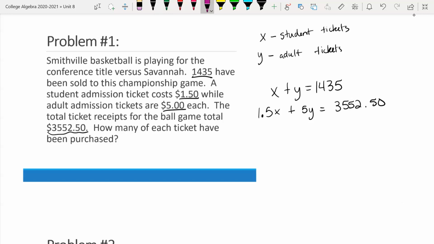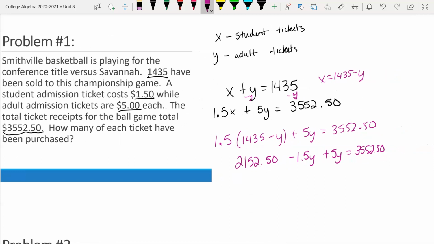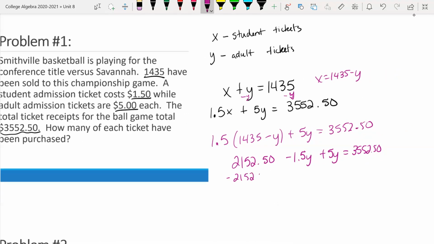So now it just turns into a system. I'm going to use substitution. So I'm going to rewrite this equation. I'm going to subtract y, say x equals 1,435 minus y. I'm going to sub it in. So 1.5 times (1,435 minus y) plus 5y equals 3,552.5. So take 1.5 times 1,435, you get $2,152.50 minus 1.5y plus 5y equals 3,552.50.